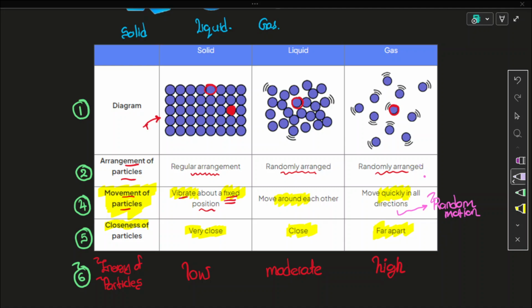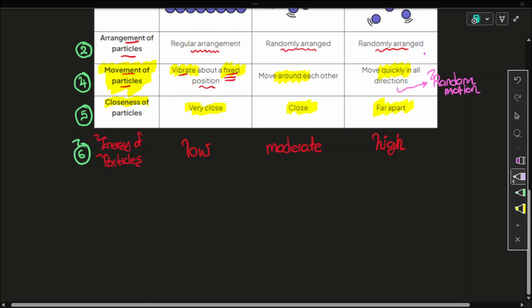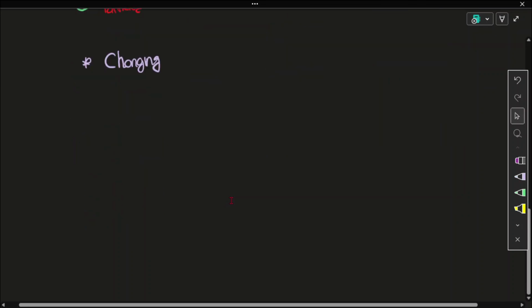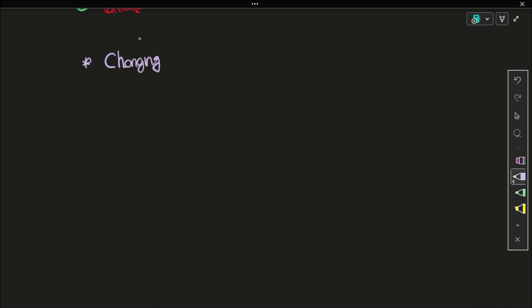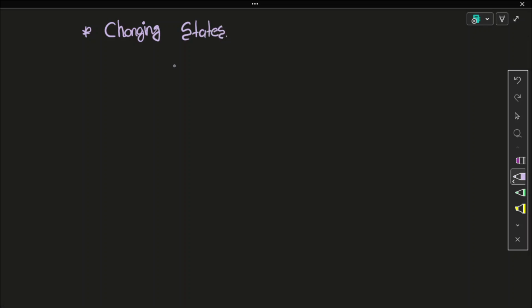Continuing on, we would have to focus on how these state changes occur. How exactly state changes occur. So simply your subtopic would be changing states. Call it changing states. So under changing states, what we have to focus on is how one state of matter can be converted onto the next state.